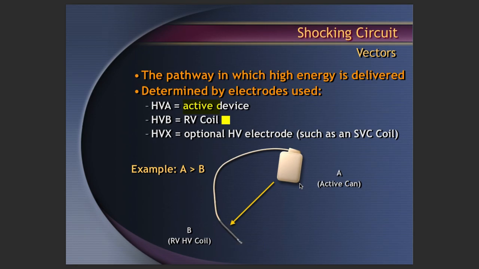And one of the other important things is, whenever the shock is being delivered, what are those vectors? For example, the pathway in which the high energy is delivered is determined by the electrodes which are used. It will have three electrodes: HVA, HVB, HVX. A is for the active device, B for the RV coil, and HVX is for the optional HV electrode.